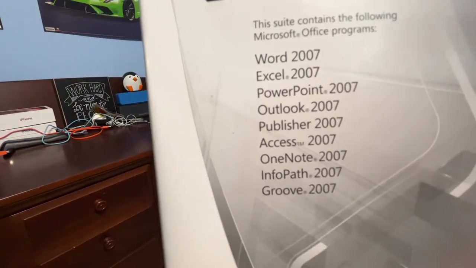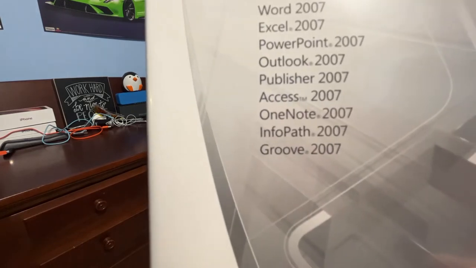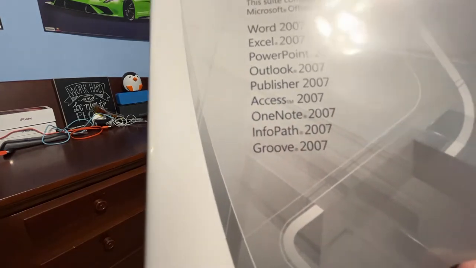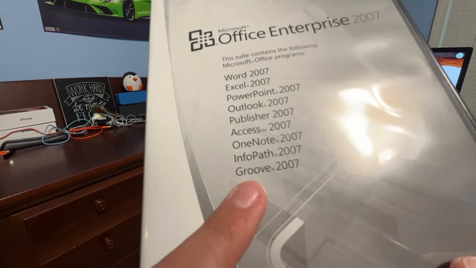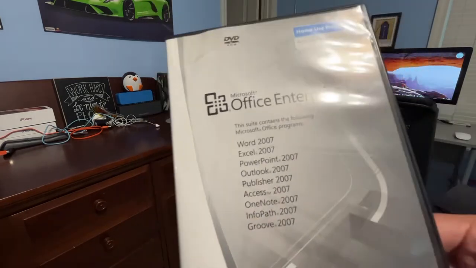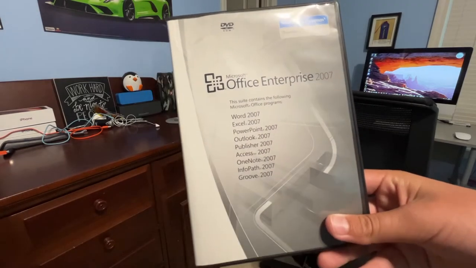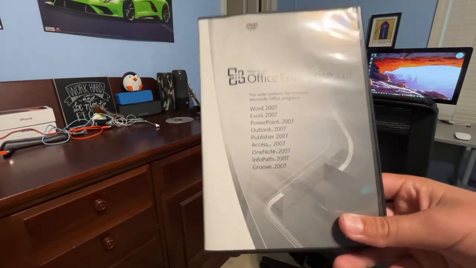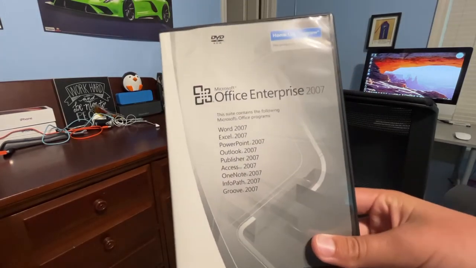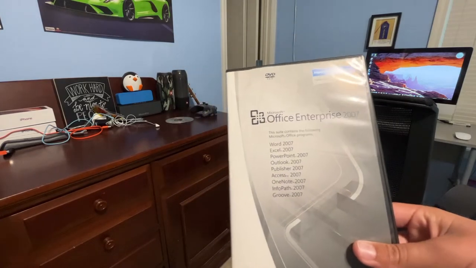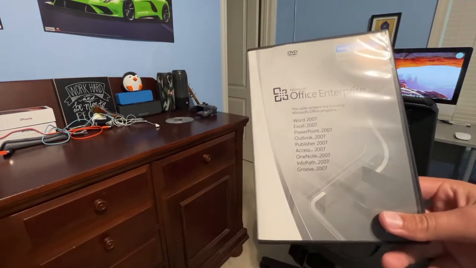It comes with Word 2007, Excel, PowerPoint, Outlook, Publisher, Access, OneNote, InfoPath, and Groove. InfoPath and Groove were not even available on the lower tier versions. This is the second to highest version, so I believe it goes Office 2007 for home, there's Office 2007 for business, there's one for Enterprise, and there's one for Ultimate.